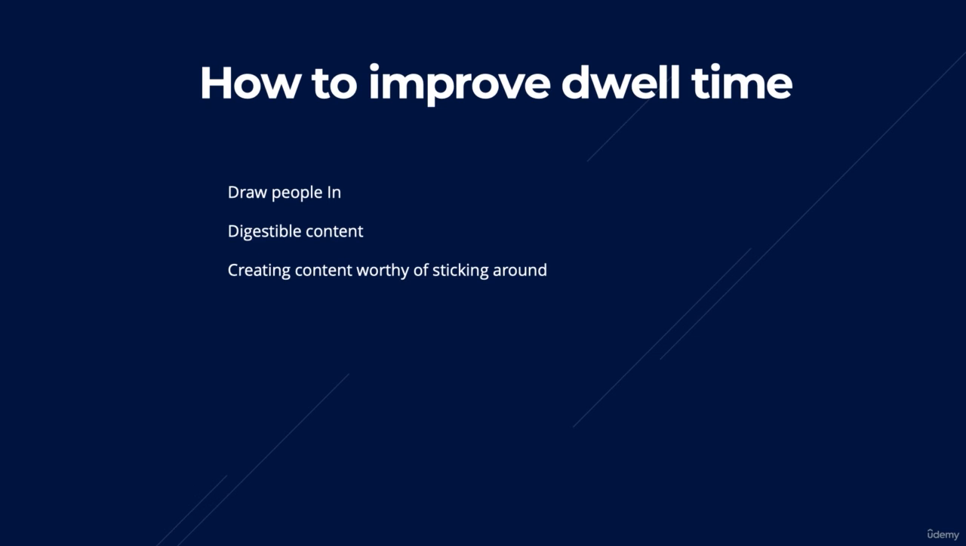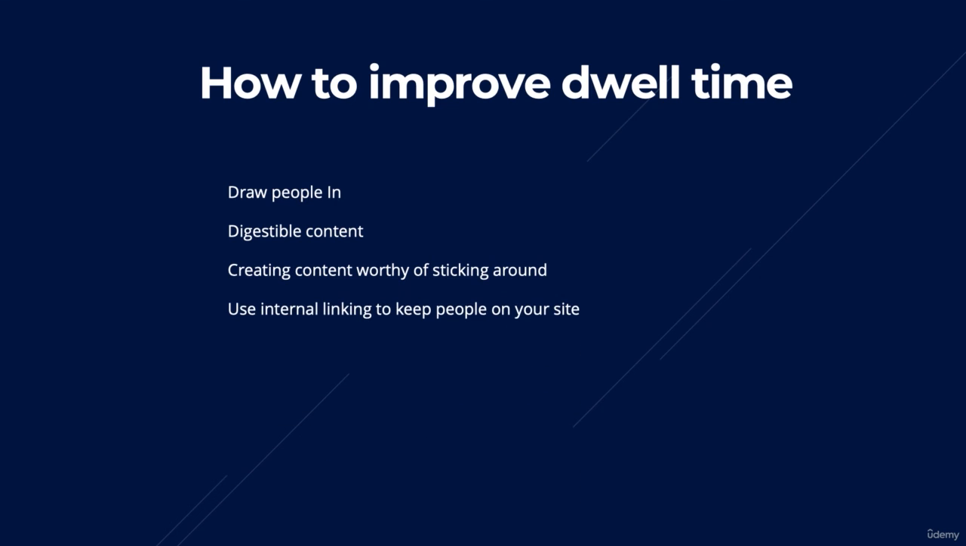Number 3, creating content worthy of sticking around. That means understanding your audience and doing keyword research to ensure you're covering the topic people really care about. That also means writing content that is long enough to justify longer dwell times. For example, a 200-word blog post isn't going to take someone 5 minutes to read. And obviously, people won't stick around for content that doesn't warrant their time.